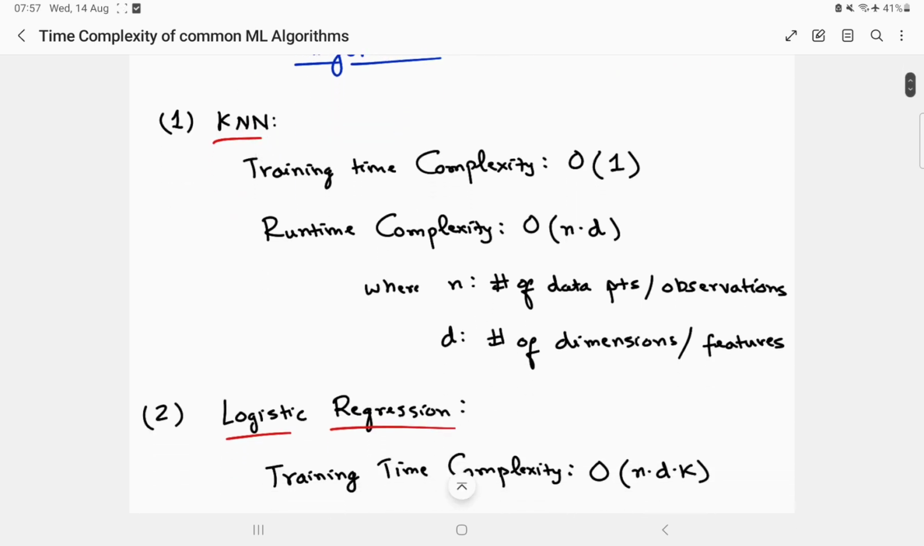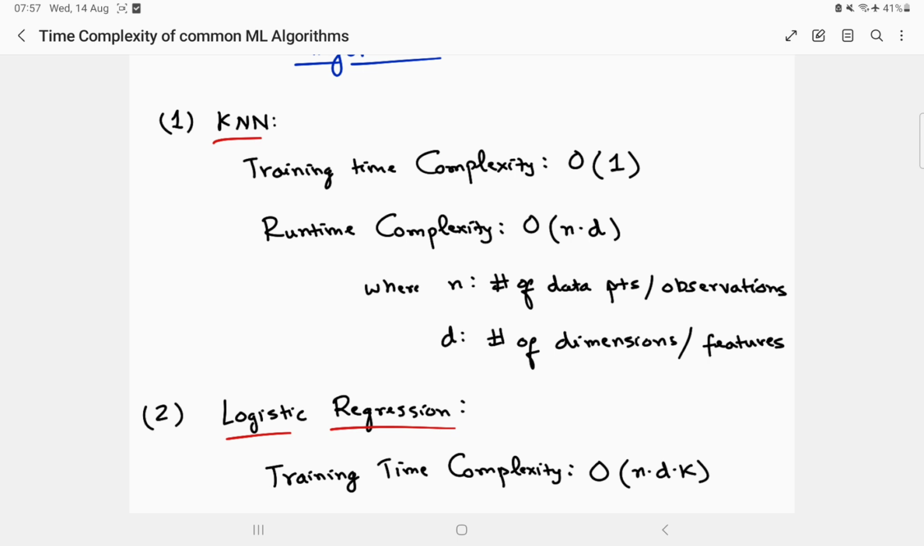The first algorithm in our list is going to be KNN. The training time complexity for KNN is O of 1, because as we know, KNN doesn't involve any training phase. It just stores the data, and we had discussed this in one of the earlier videos. Because of the same reason, it's also called a lazy learner.